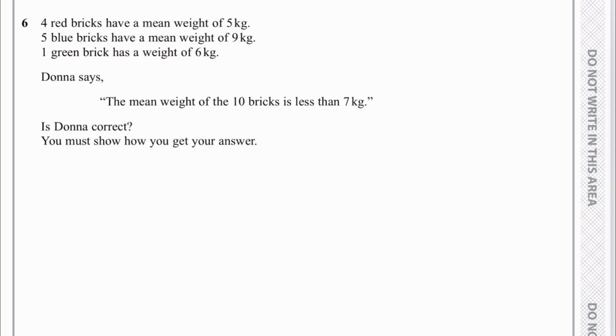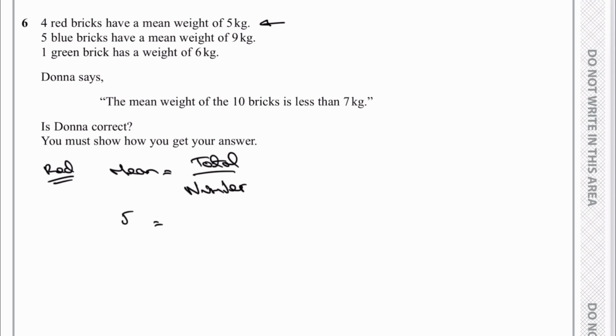Okay, so again, as we had before, we need to read these through fairly carefully. So let's just look at the 4 red bricks that have got a mean weight of 5 kilograms. So let's have a look what that means. If we look at red, the mean equals the total divided by the number. So in other words, we know that the mean is going to be 5.